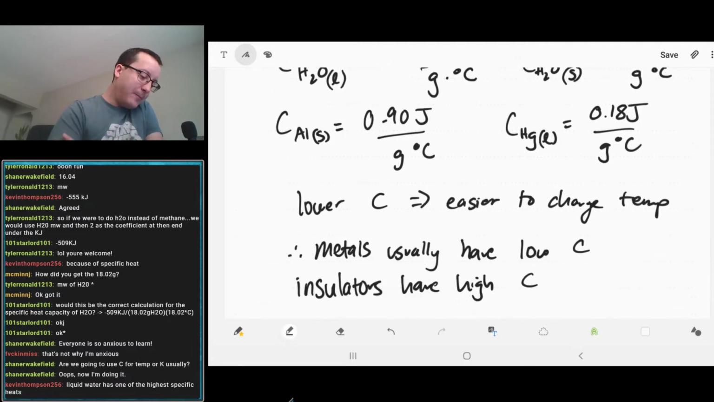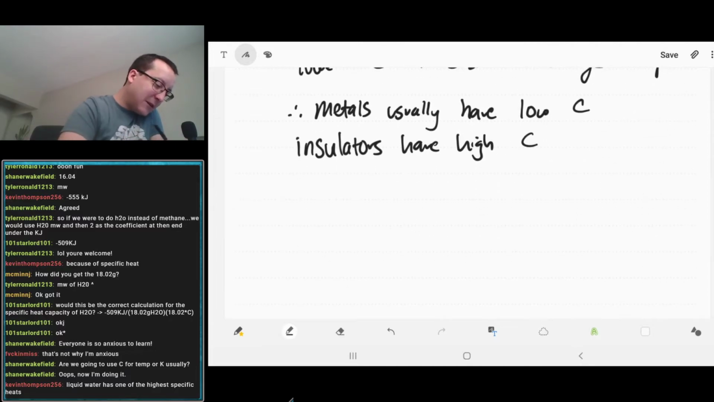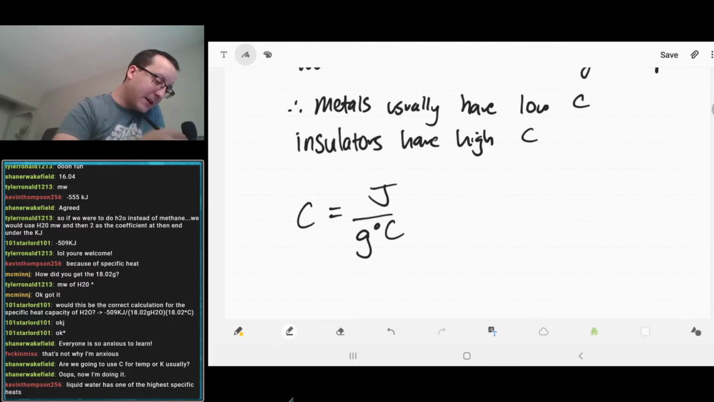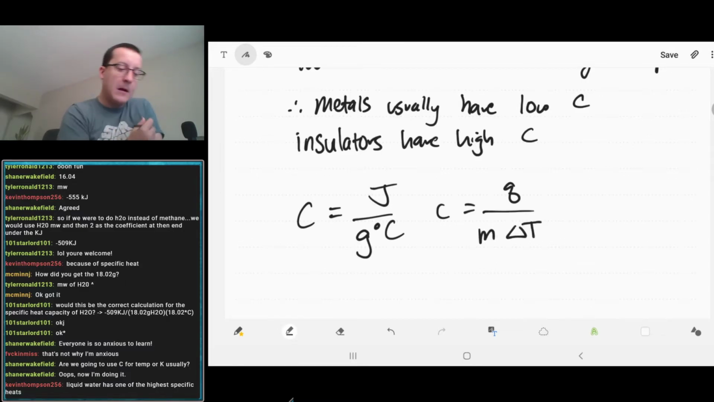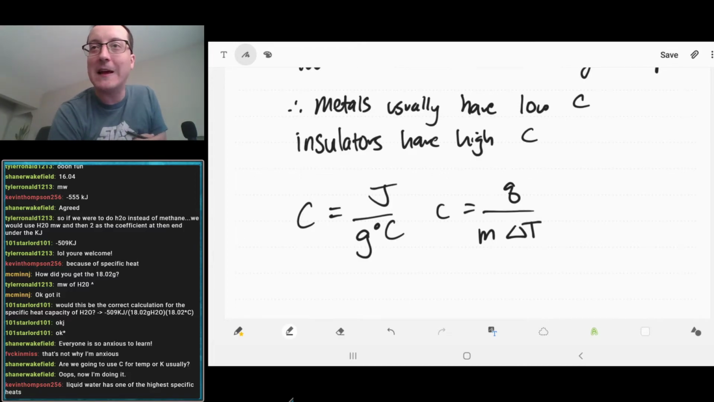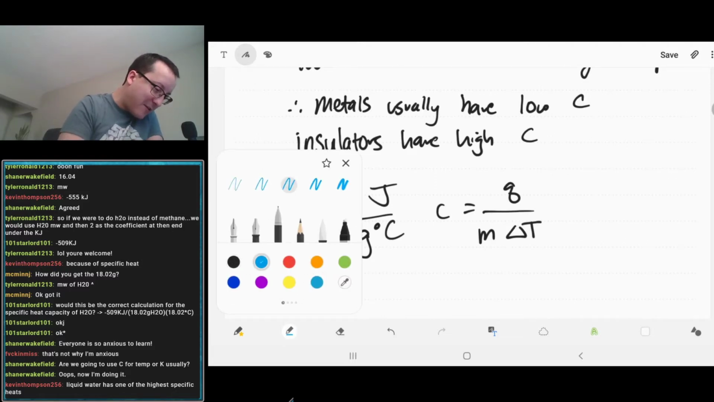Okay, so let's see how we can relate this. If the units of C are joules per gram degree Celsius, we're going to see that for variables, that's what it's going to look like. Just from the units of the specific heat capacity, we can see an equation that's going to come out of this by plugging in quantities that we'll have for this.